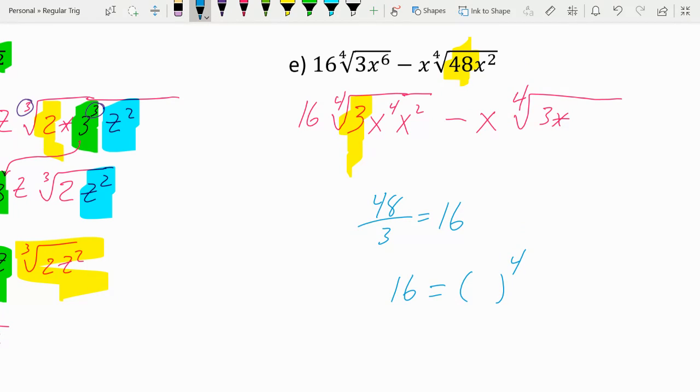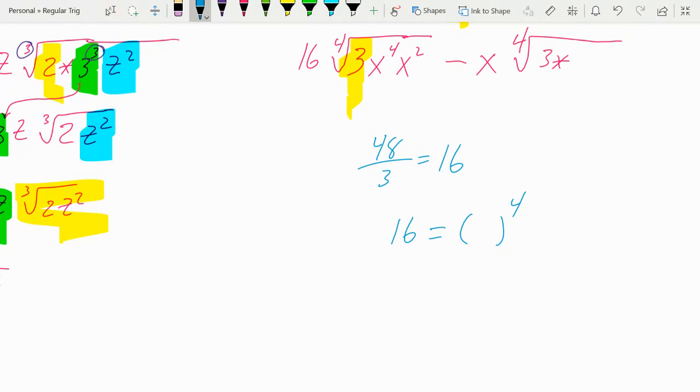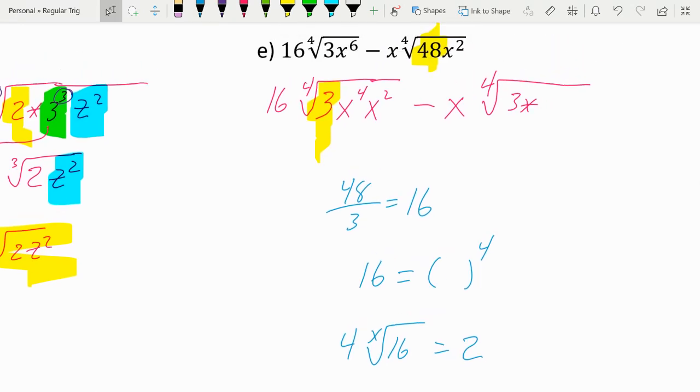So what can I write? Again, grab your calculator. Now do the fourth root of 16. When you do the fourth root of 16, it gives you 2. So what can I write here? I can write 2 to the fourth power. Is everybody okay with that? Now, if you grab your calculator and did 3 times 2 to the fourth, you'll notice that it'll give you that 48 back.